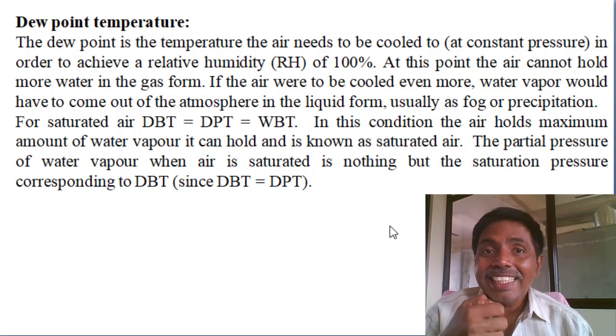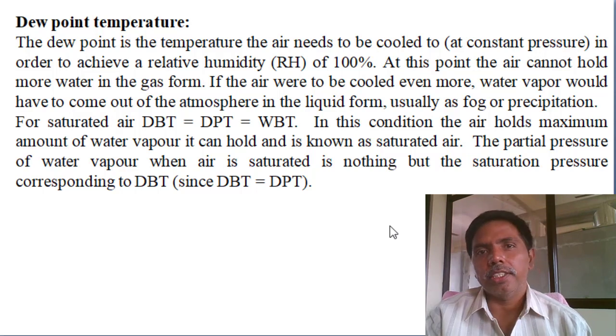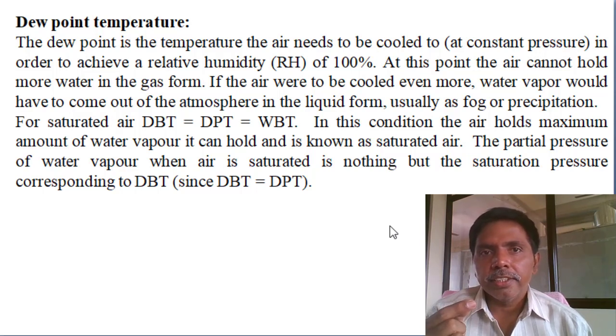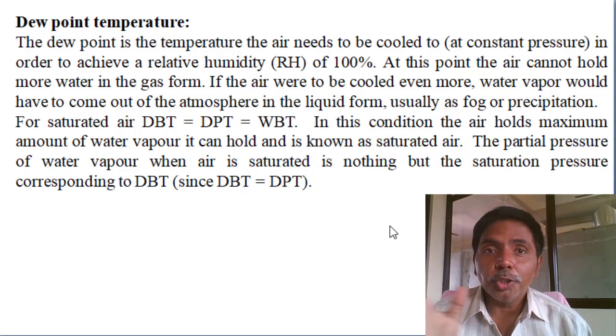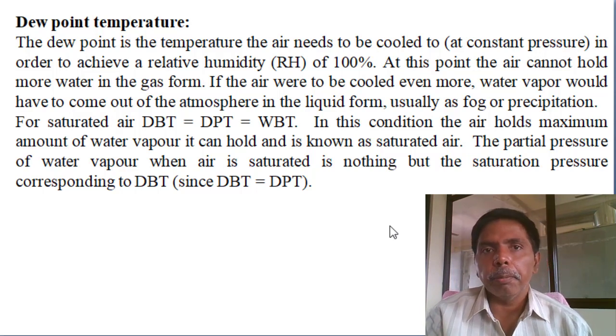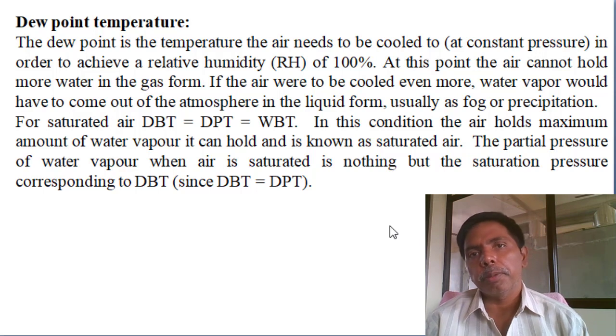The condensation of the moisture will start. The first droplet appears on the surface. That temperature is called dew point temperature. This dew point temperature especially depends upon the dry bulb temperature and wet bulb temperature.